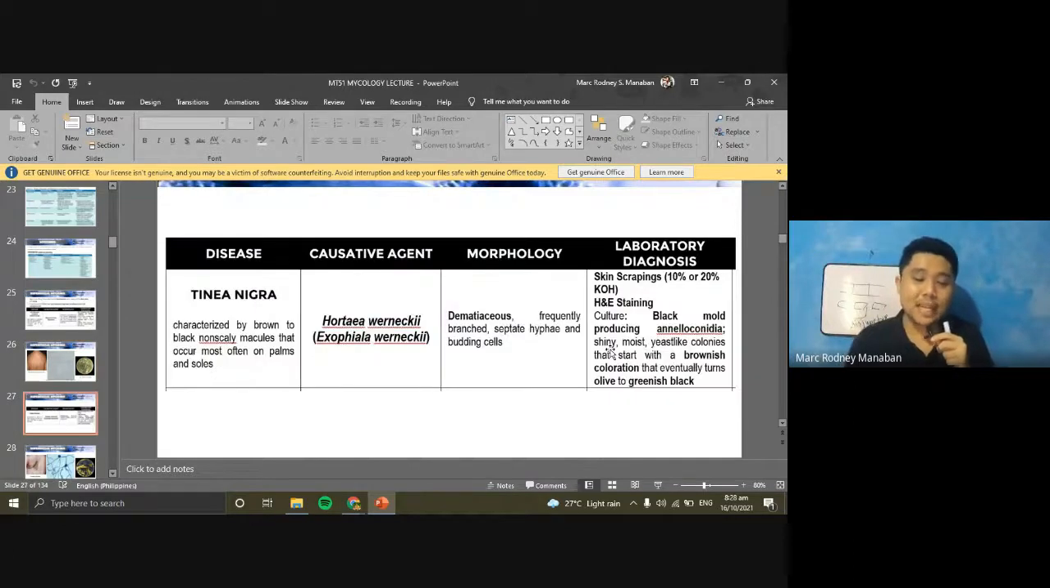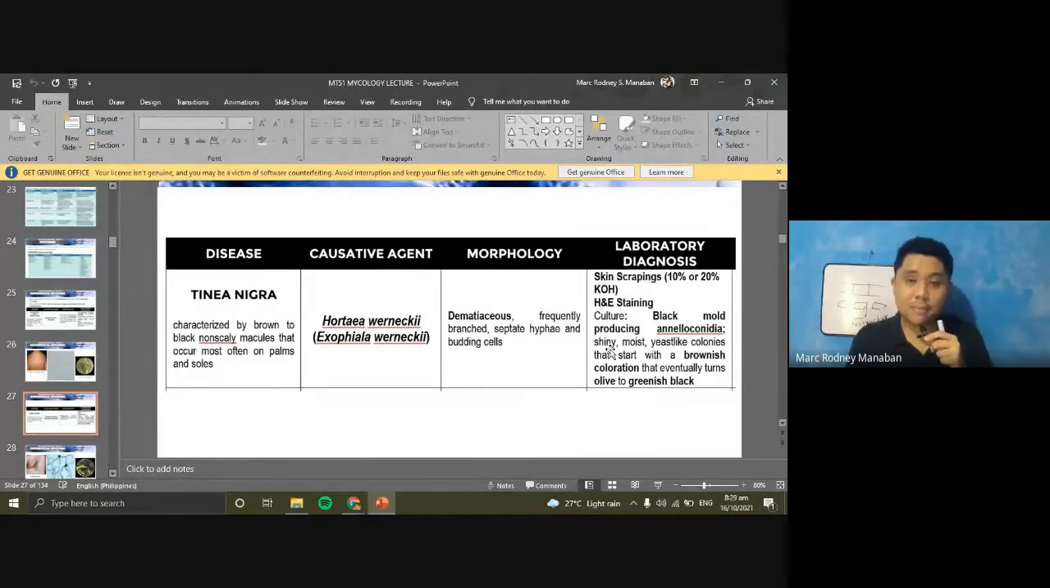All right. Next, you have Tinea nigra. All right, your Tinea nigra, its macules or skin pigmentation is black. All right, those are the pigmentations on the skin. And it's usually black, and it most often occurs on your palms, or on the soles. Now, this is caused by Hortaea werneckii, or its old name is Exophiala werneckii. So it is a dematiaceous mold, all right? And it has septate hyphae and budding cells. So still the same skin scrapings, H&E staining.